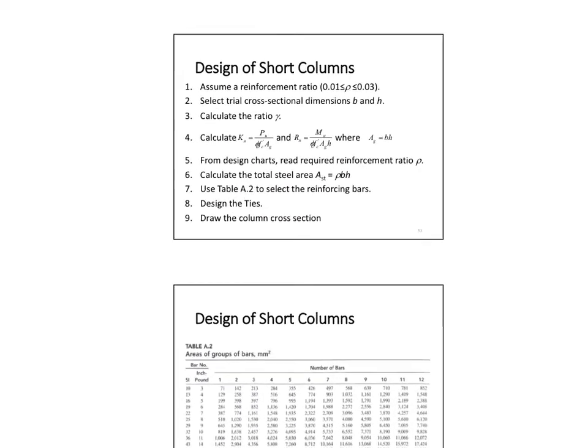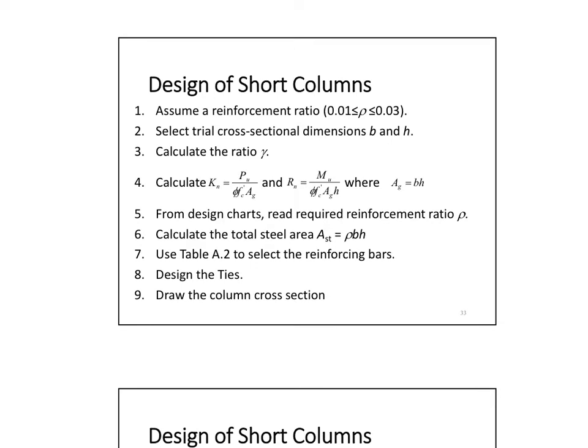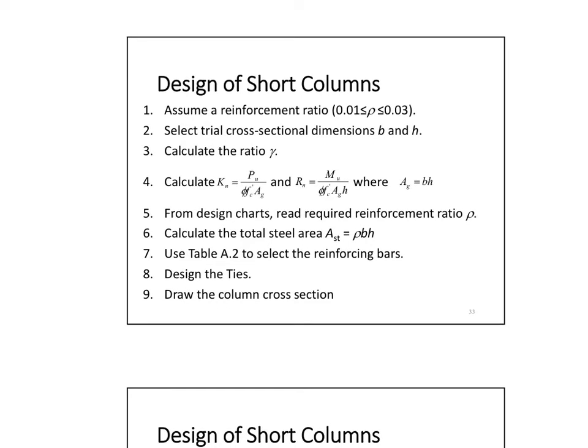Now, here's a kind of a summary of what we do. In the design of short columns, we assume a reinforcement ratio to be between 1 and 3%. Select the trial cross-section B and H, and we said that there is this equation of area gross that we can use for the trial. Area gross trial could work for us. Calculate the ratio gamma. Calculate Kn, Rn, where the area gross is the full section area.